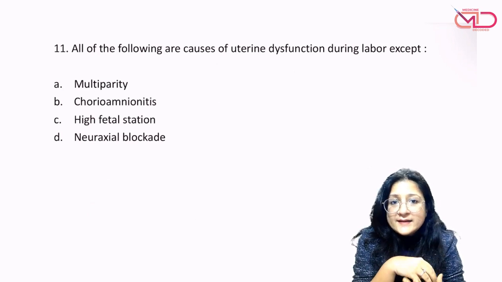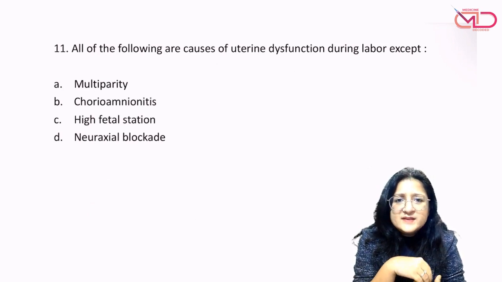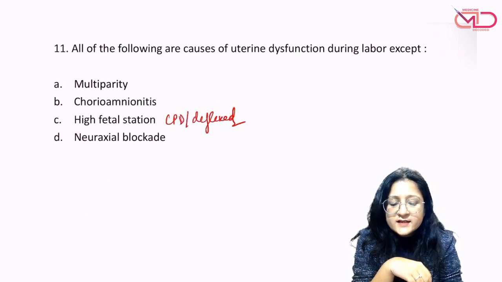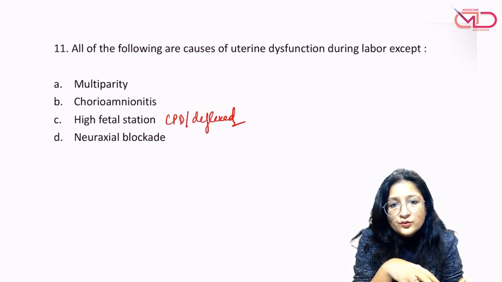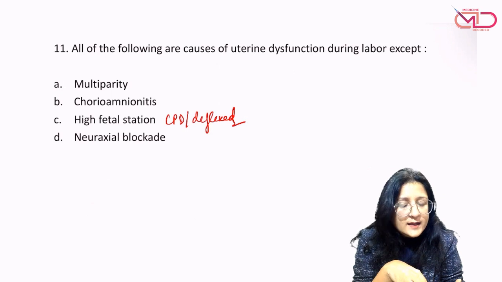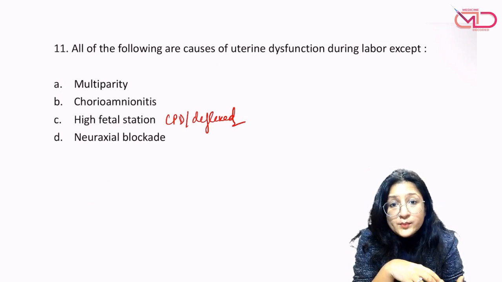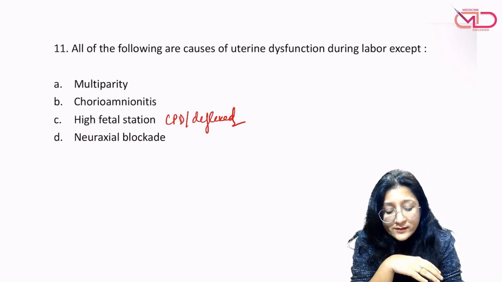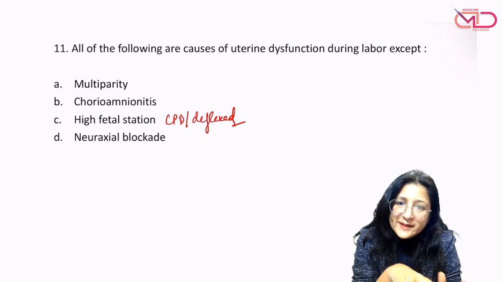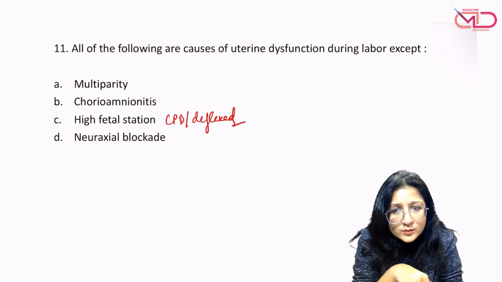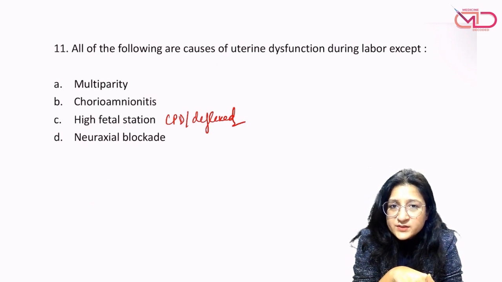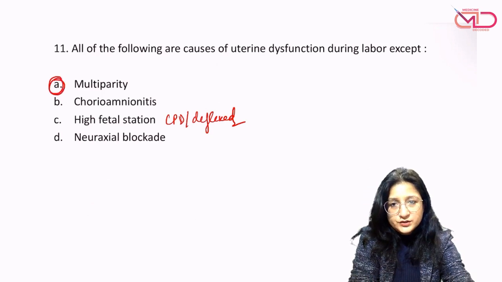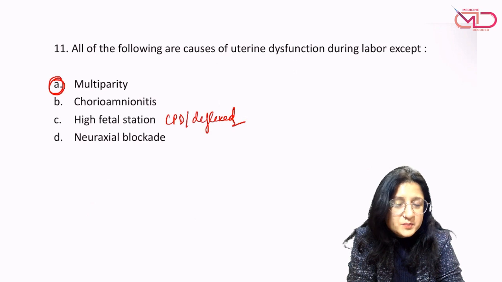High fetal station, when the head is high up in the pelvis for whatever reason, maybe CPD, maybe a deflexed head, can ultimately lead to uterine dysfunction and poor labor progression, right? And neuraxial blockage, let's say epidural analgesia, is also seen to cause uterine dysfunction during labor. However, multiparity, you see, labors in multiparous women are faster as compared to labors in nulliparous women. So multiparity is not a cause of uterine dysfunction during labor, right? So you could answer this question by elimination.